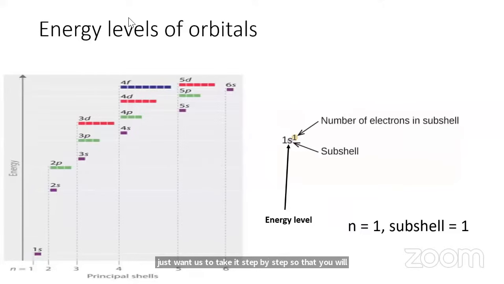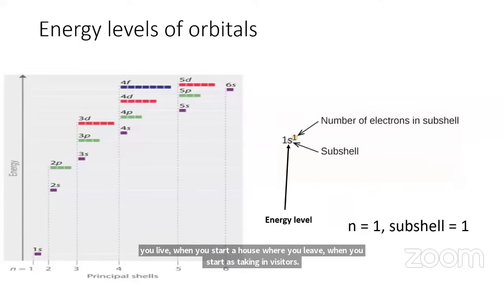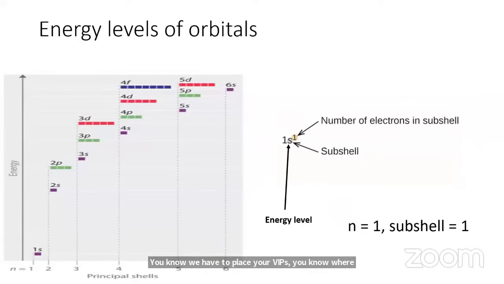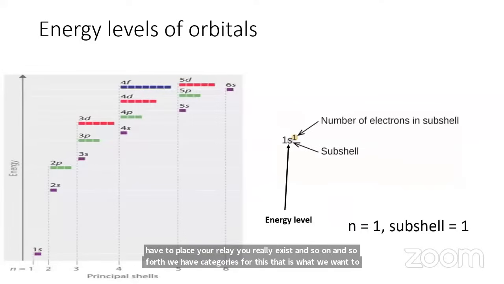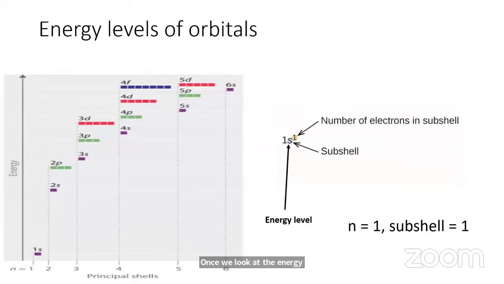Now, we need to look at the energy levels of these orbitals because that is what we are going to use when we want to start filling in electrons in the orbitals. What I mean is this. Just like in your house, when you start taking in visitors, you know where to place your VIPs, you know where to place your relatives, and so on. We have categories for this. That is what we want to do now. We want to look at the energy level so that when electrons are coming in, we will know where they will go, where they will be accommodated.